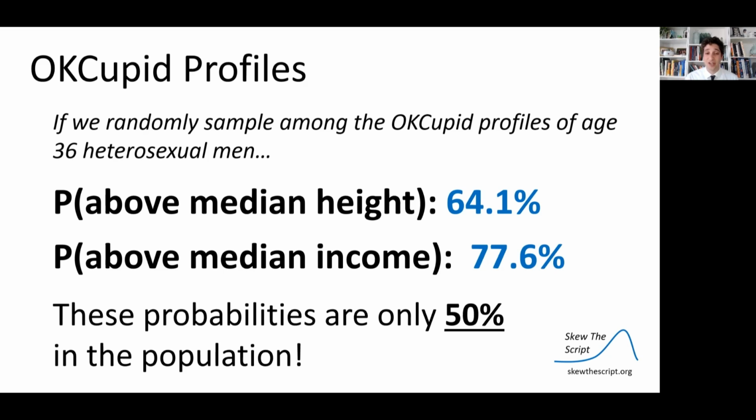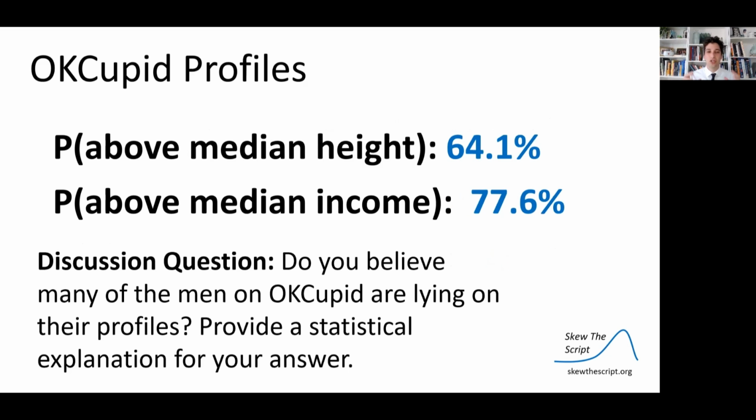These probabilities are only 50% in the population. If we were randomly sampling among single adult men in San Francisco, we'd only have a 50% chance of finding someone who's above median income, 50% chance of finding someone who's above median height. So that begs the question, do you believe many of the men on OkCupid are lying on their profiles? Or could it actually be the case that they tend to be taller and higher income than the general population around them? Which do you think? And provide a statistical explanation for your answer.